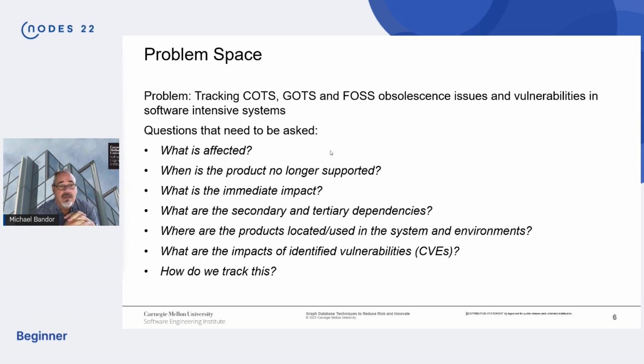So problem space, tracking commercial off-the-shelf software, COTS, government off-the-shelf software, GOTS, and free and open source software, FOSS, tracking those obsolescence issues and vulnerabilities in software-intensive systems. So we started asking questions. What's affected? When is the product they're using no longer supported? What's the immediate impact? What are those secondary and tertiary dependencies on my system? Where are the products located in my system and what environments? Are there any impacts from identified vulnerabilities, the common vulnerability enumerations, for example? And how do we track all of this?